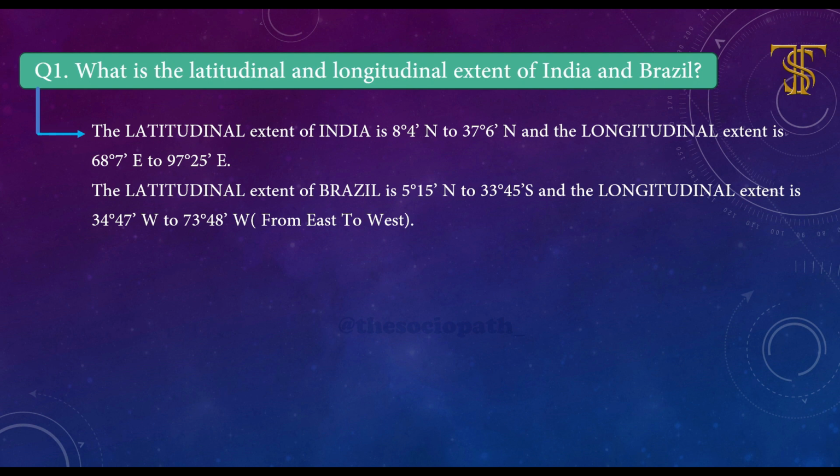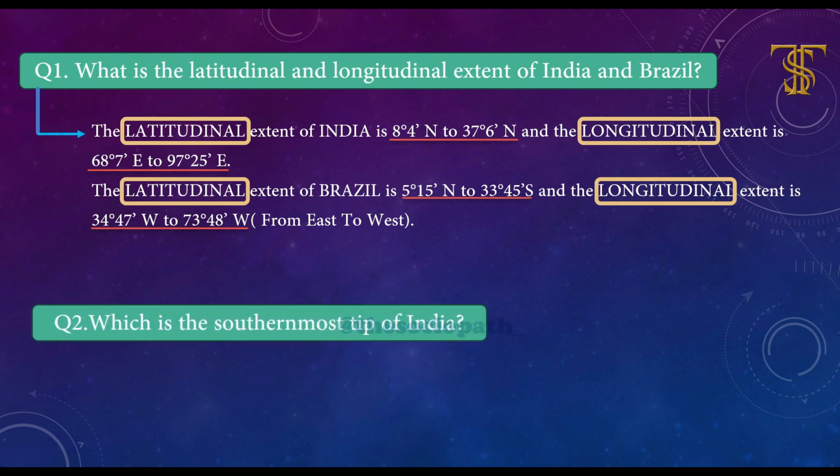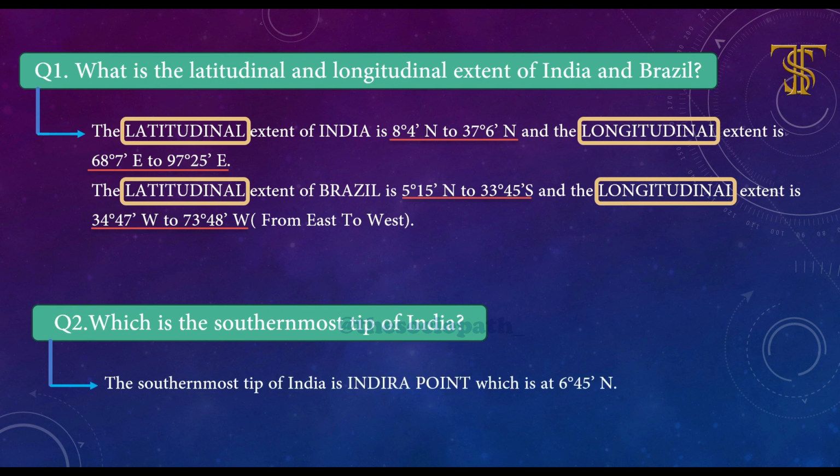The latitudinal extent of Brazil is 5 degrees 15 minutes north to 33 degrees 45 minutes south, and the longitudinal extent is 34 degrees 47 minutes west to 73 degrees 48 minutes west. I have highlighted the important keywords here. Question number 2. Which is the southernmost tip of India? The southernmost tip of India is Indira Point, which is at 6 degrees 45 minutes north.